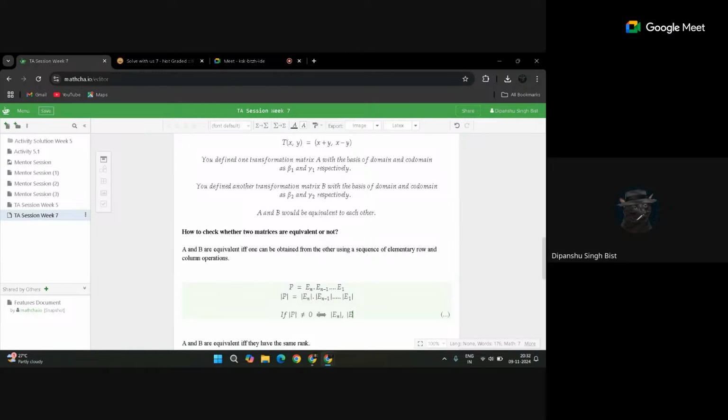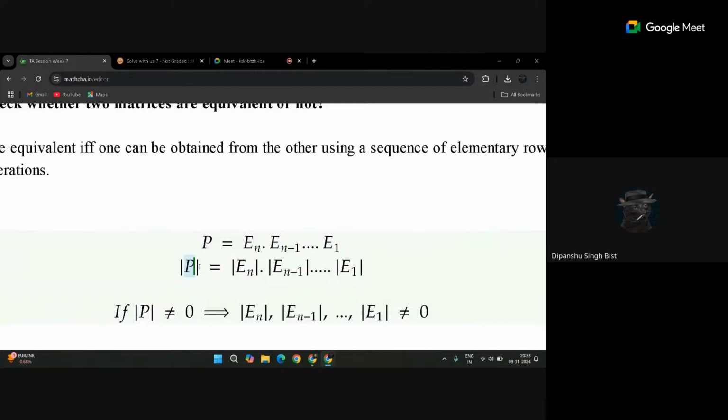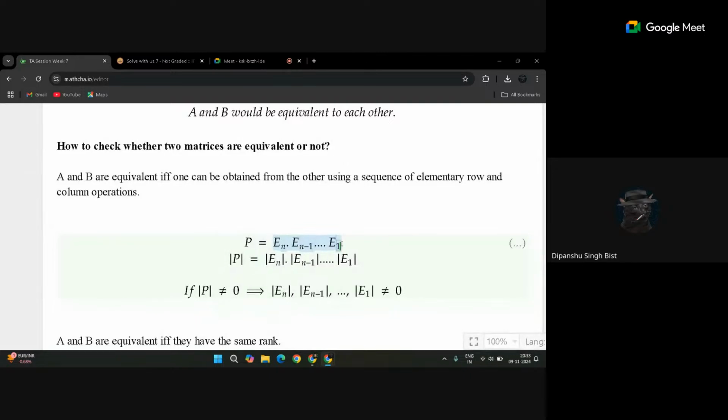Maybe we can write it like this: En, or En minus 1, or the determinant of E1, none of them has a 0 determinant. Right, so if P is an elementary matrix, that means its determinant is non-zero. So this also means if P is represented as a product of matrices, then all the matrices are also elementary. Why? Because their determinant is also not equal to 0. So any invertible matrix can be represented as a product of many invertible matrices. This is the conclusion you get from here.